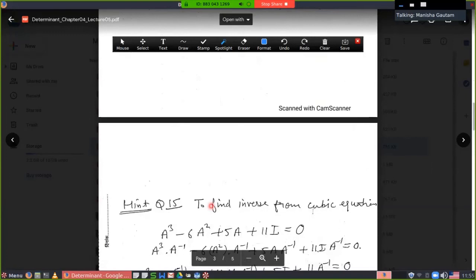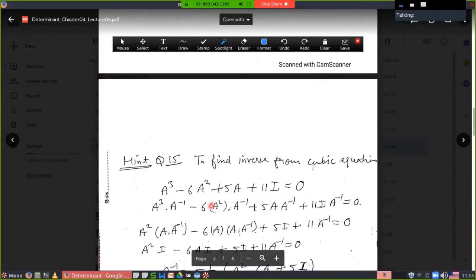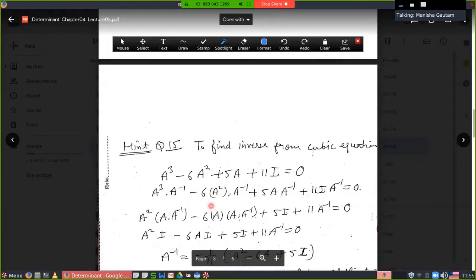Now here I will give you an idea for the cubic equation to find the inverse by using this. To find the inverse from a cubic equation, the same procedure will be applied. No need to get confused. Here the equation is given. It is question number 15. I am giving just a hint on how to find the inverse. Before this you have to verify it. The verification means the left-hand side solution is equal to the zero matrix. After that you have to find the inverse by using this concept.